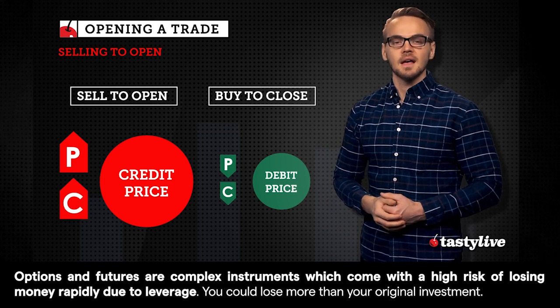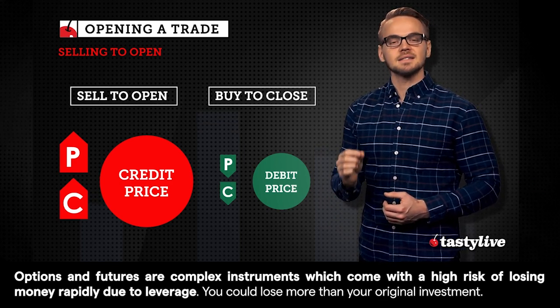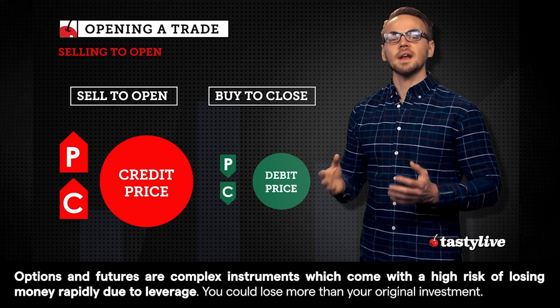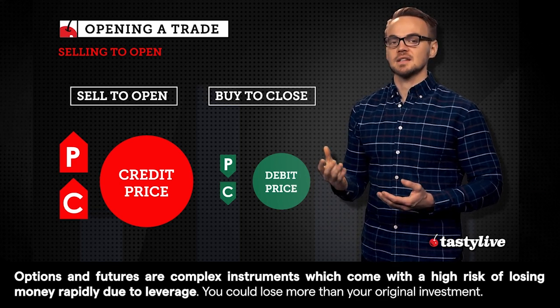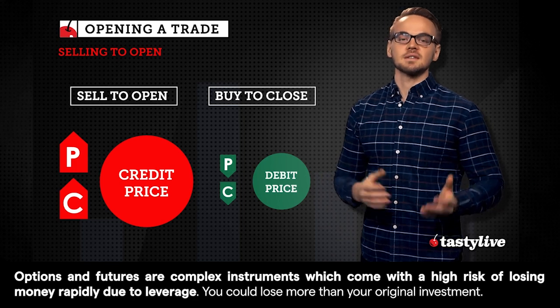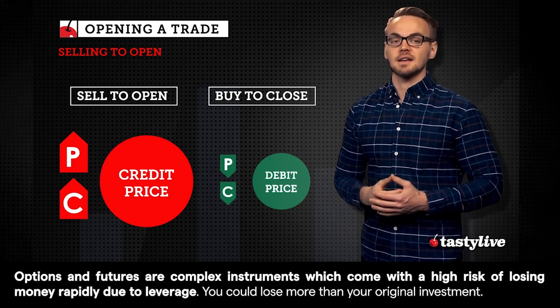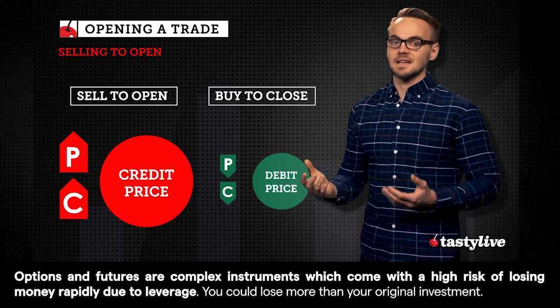realize a loss. The difference between buying to open and selling to open in the options world is what happens when an option expires worthless. When someone buys an option and it expires worthless, that is the worst case scenario. When someone sells an option and it expires worthless, that is the best case scenario.